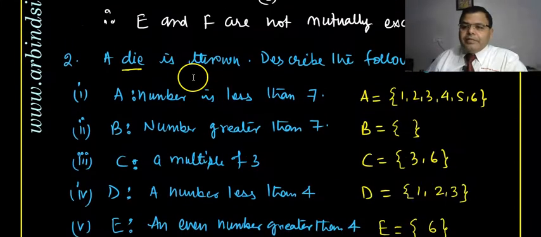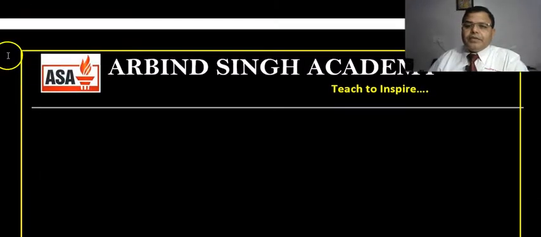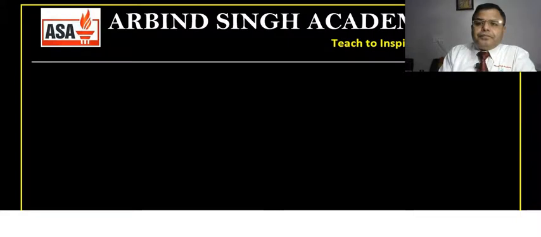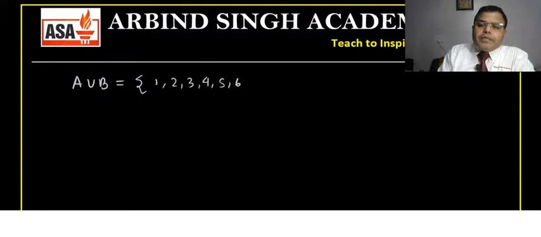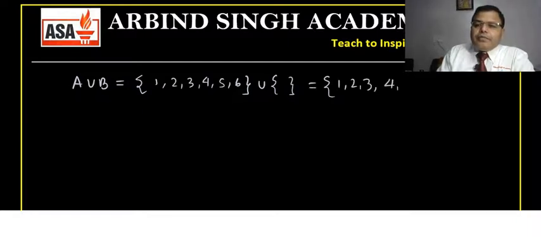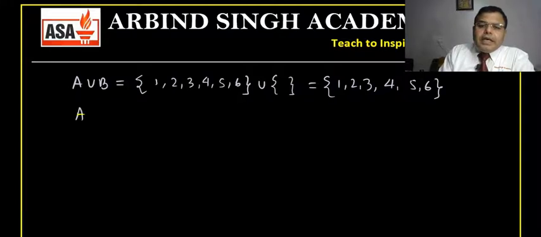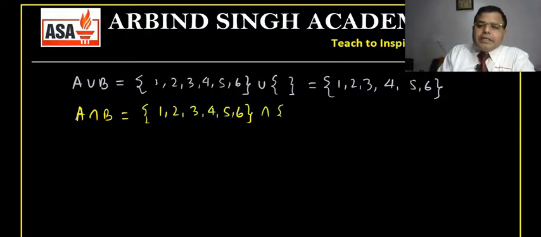So A union B: because B is an empty set, A union B is A itself. Let me write one by one. A union B is nothing else but A, 1, 2, 3, 4, 5, 6 union the empty set, so it will be 1, 2, 3, 4, 5, 6. A intersection B: the intersection with an empty set is an empty set, right?